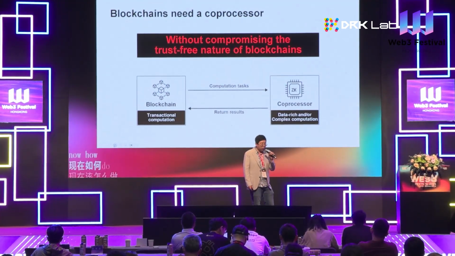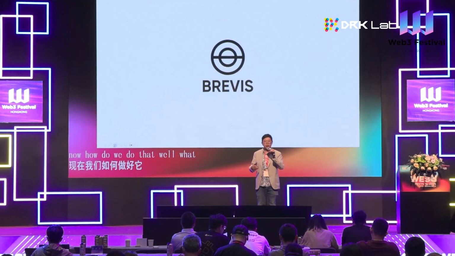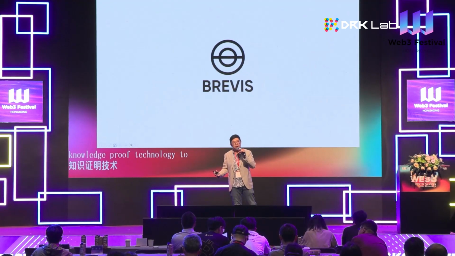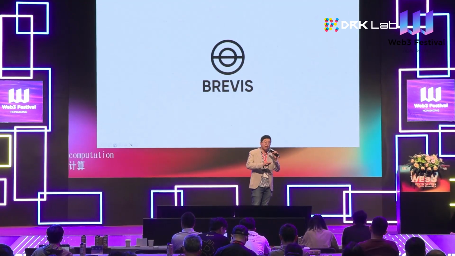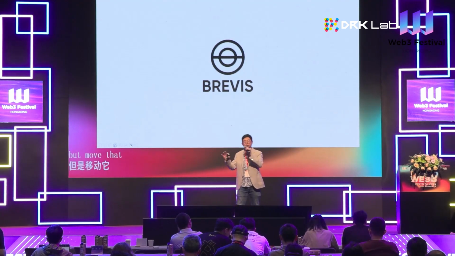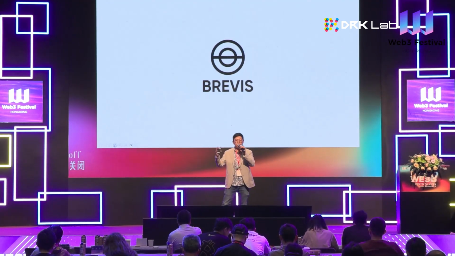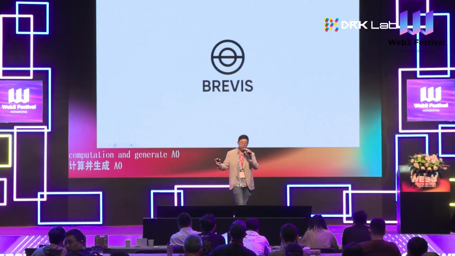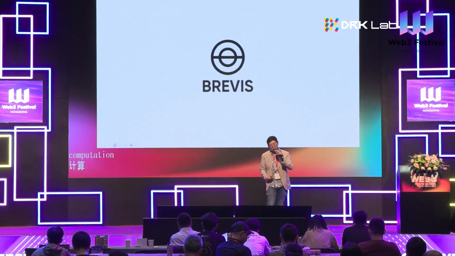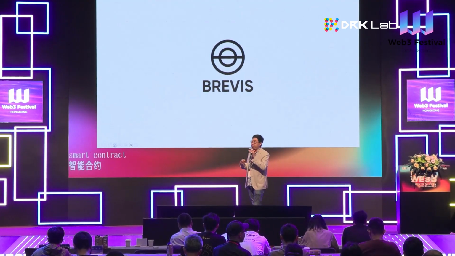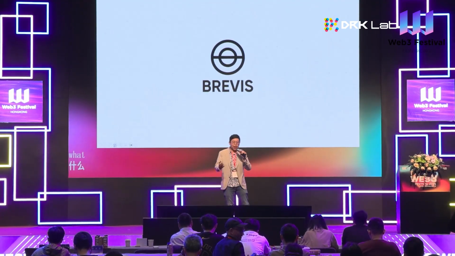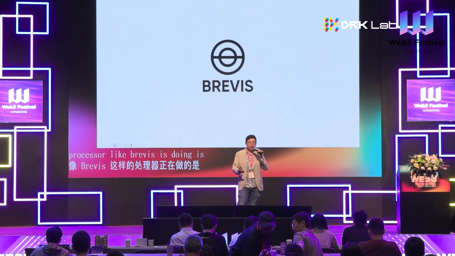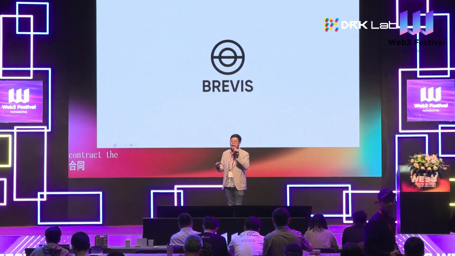Well, what we can do here is to use zero-knowledge proof technology to essentially replicate the type of computation that I just mentioned, but move that from the blockchain to an off-chain environment, do the computation, generate a zero-knowledge proof, and feed that computation result back to the blockchain smart contract. So to put it simply, what a blockchain coprocessor or ZK coprocessor like Brevis is doing is essentially giving smart contracts the capability to access tools like an analytics dashboard, right?